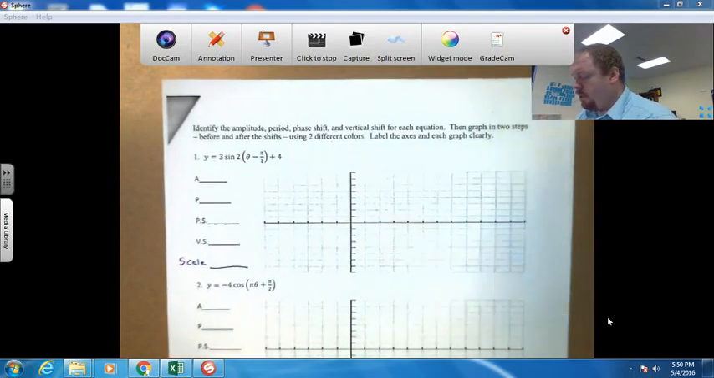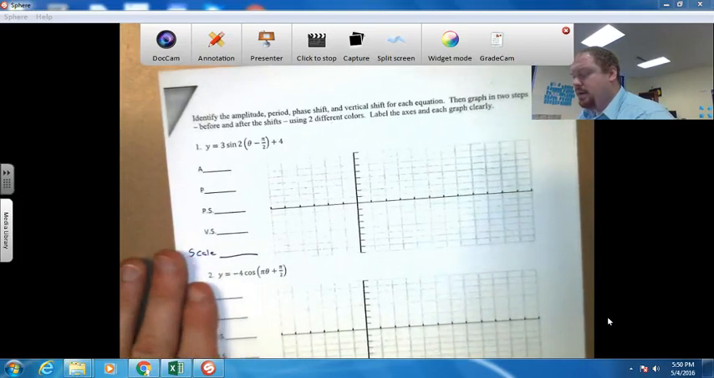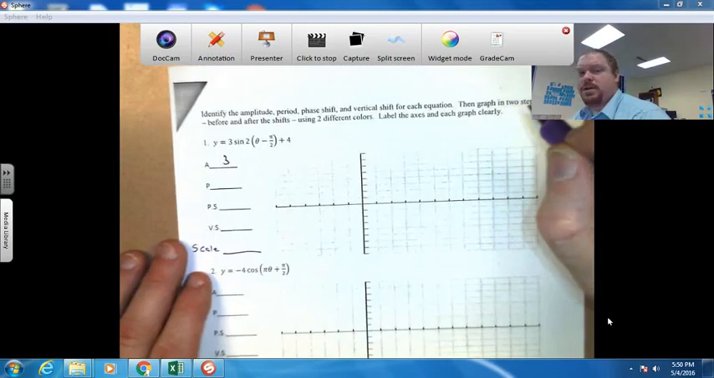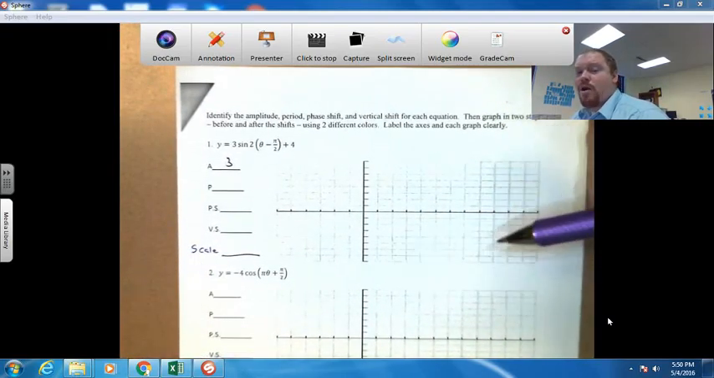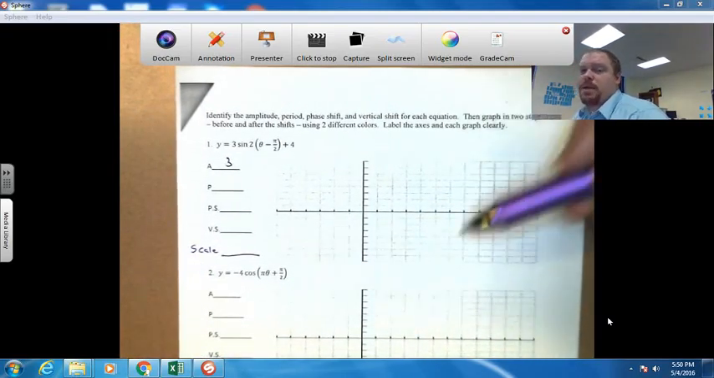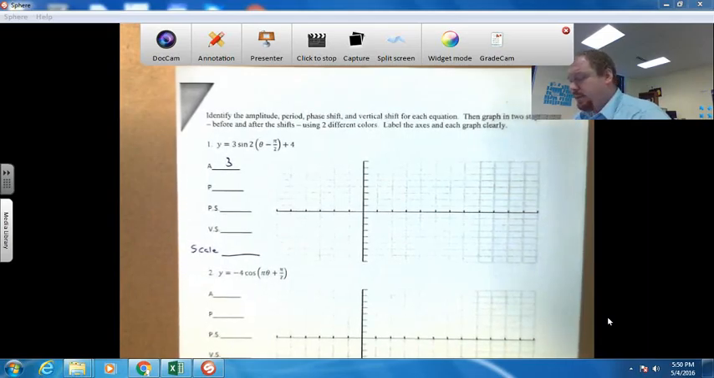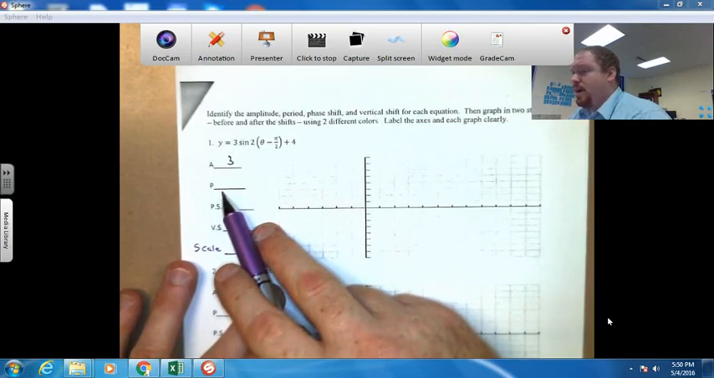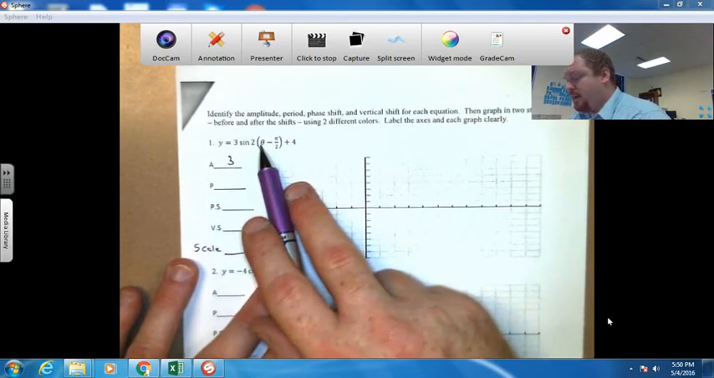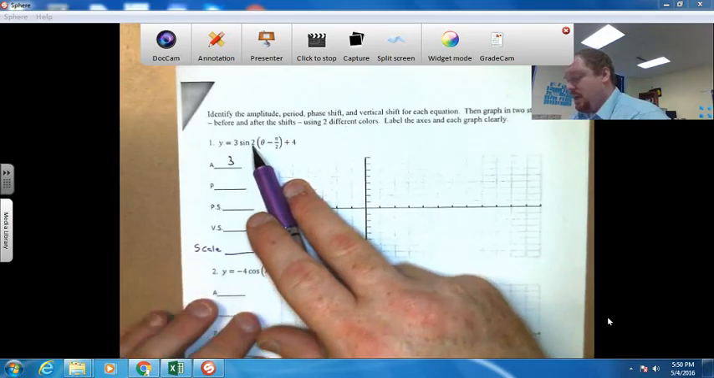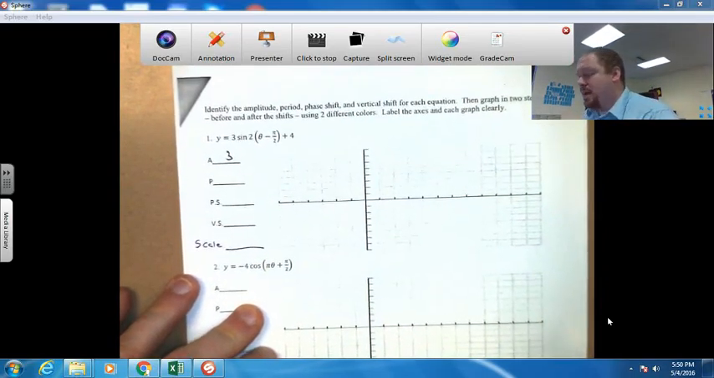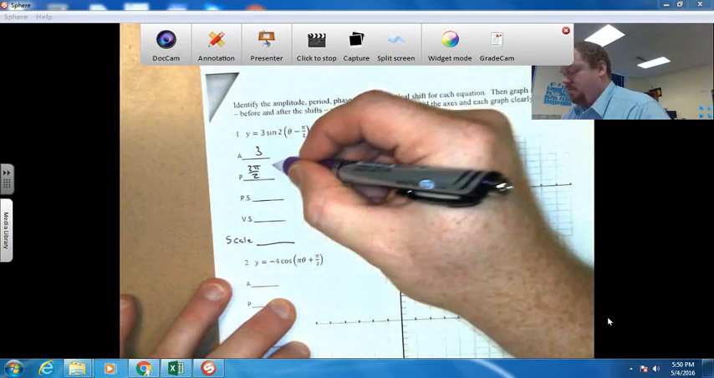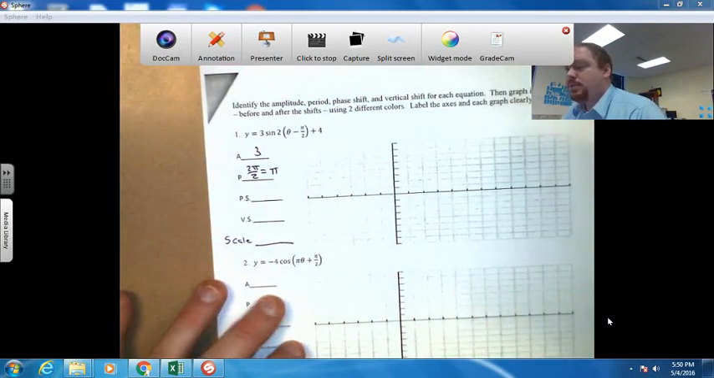So the amplitude, that's the number in front of the trig function. In this case, the amplitude is 3. That means from wherever our midline is, the graph is going to go 3 up and 3 down at its highest and lowest points. Then we got the period. To find the period, we're going to take the number in front of theta, in this case 2, and do 2 pi divided by that number. So 2 pi divided by 2, so that's pi.